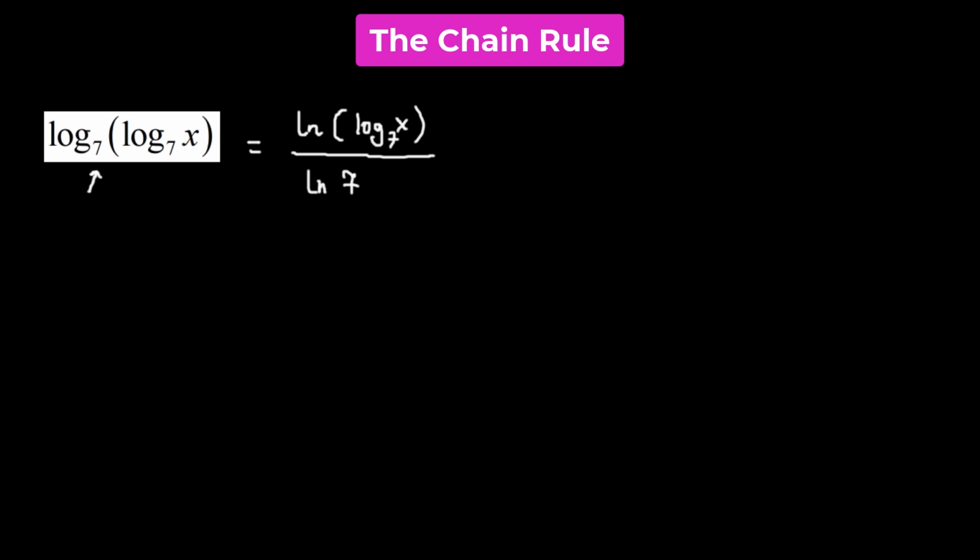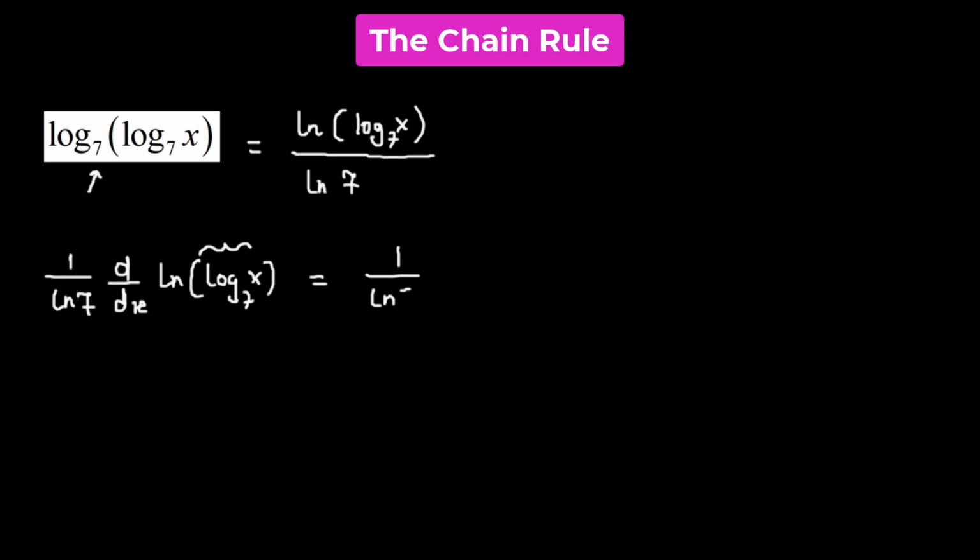Now we are going to apply the derivative to this particular function. So we have 1 over natural log of 7, which has been pulled out of the derivative because it's a constant. Now we're going to find the derivative of the natural log of log x to the base 7. We're going to make an assumption here that if log of x to the base 7 were x, then we would only have to find the derivative of log of x, which is simply 1 over x. So that means we'll have 1 over log 7 times 1 over log of x.